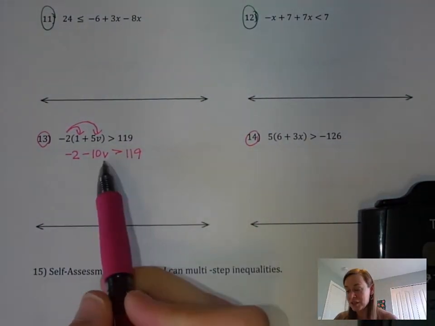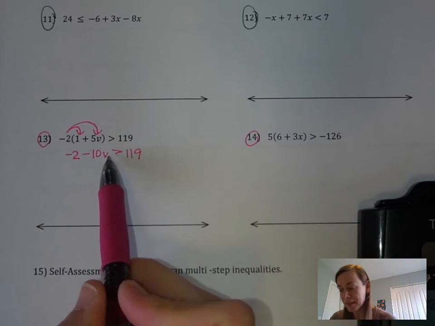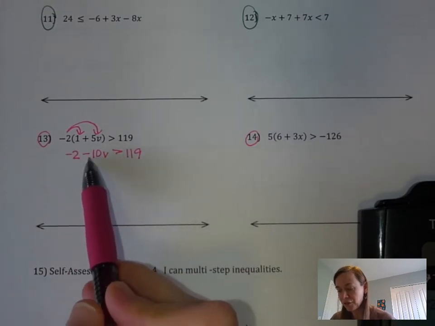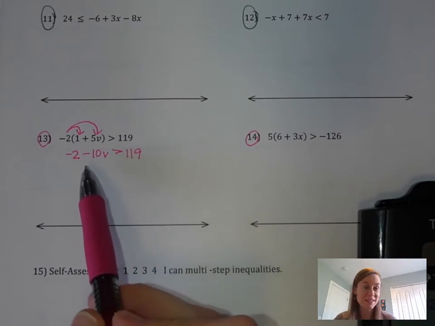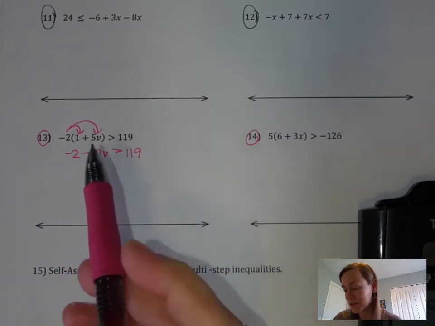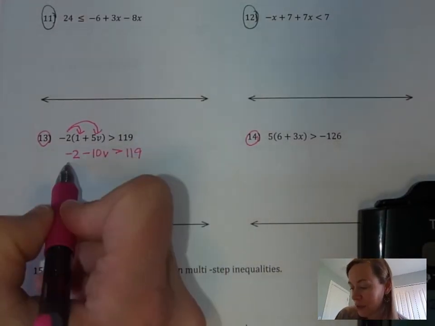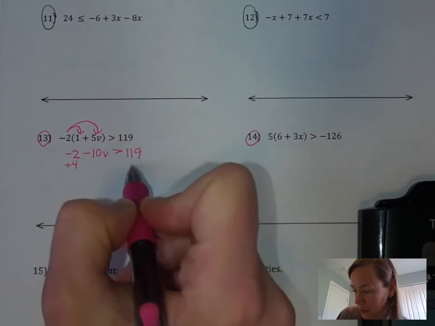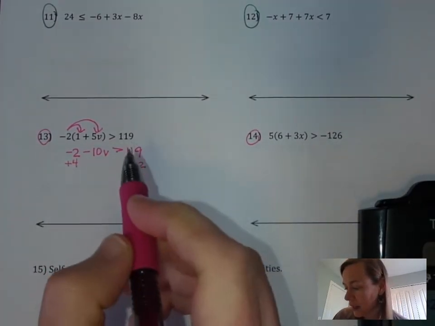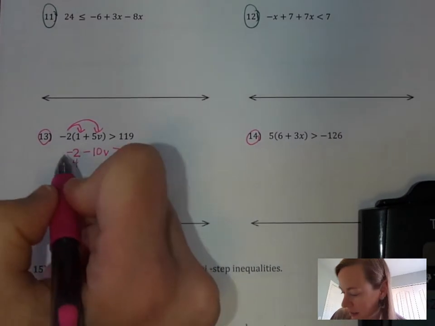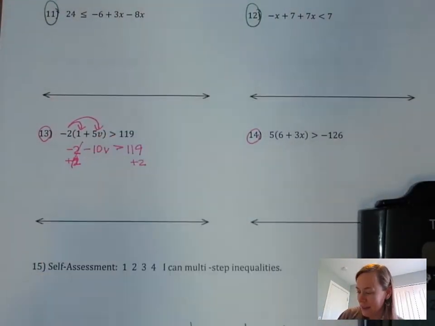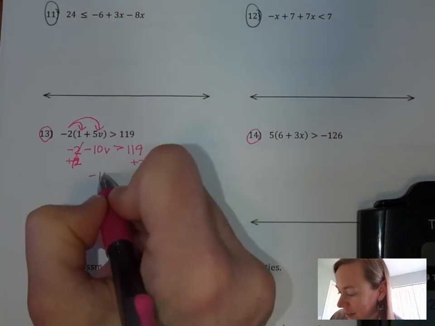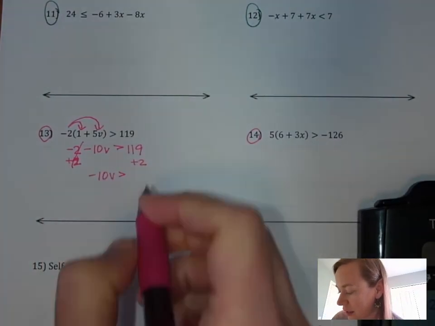Okay, now we just need to solve for v. Should we get rid of the negative 2 first, or that's minus 10? Get rid of the one that's not stuck to the variable first, right? So that's the negative 2, the minus 2. We're going to do the opposite of it, which is going to be a plus 2 to both sides. And I just wrote that down wrong. Silly me. There we go. Plus 2 to both sides. That's going to cancel out. You're going to be left with negative 10v is greater than 121.